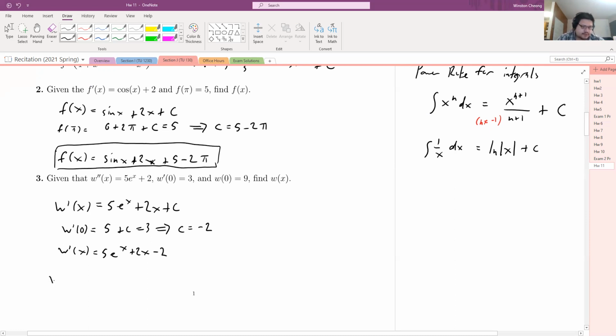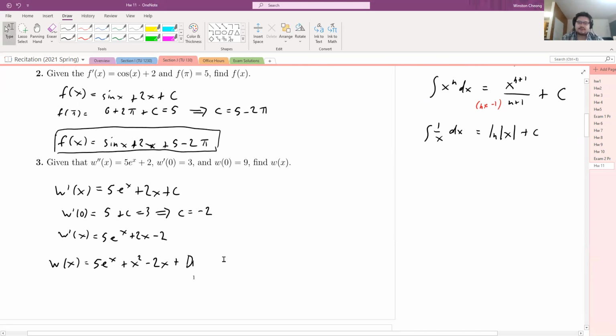Okay, and so now integrating it one more time, w of x is equal to 5e to the x plus x squared minus 2x plus, and now we should add another constant. So I'm gonna say d instead because we already introduced c in this problem. You could just use c again, but I'm gonna separate them out just because these two constants actually have different values.